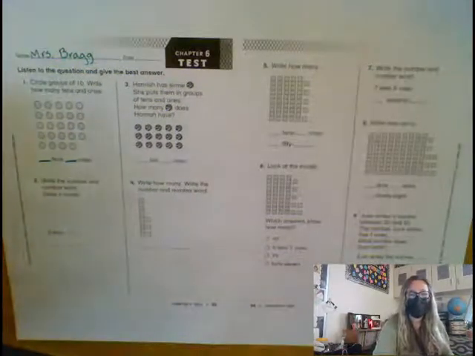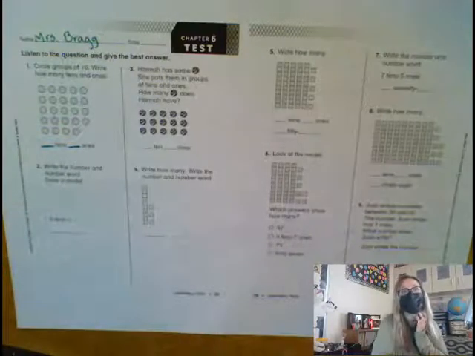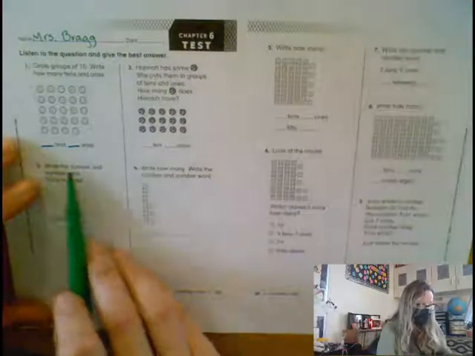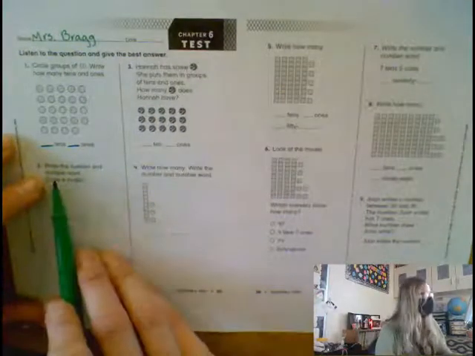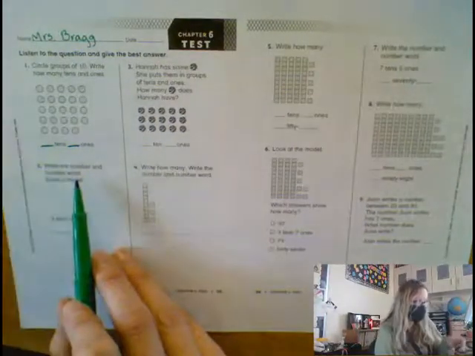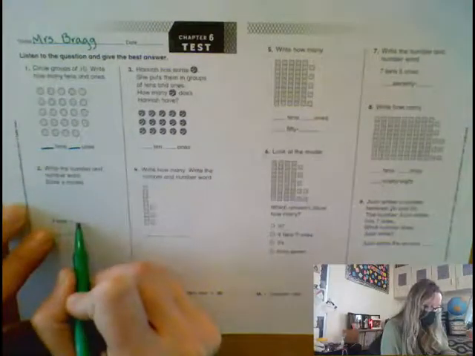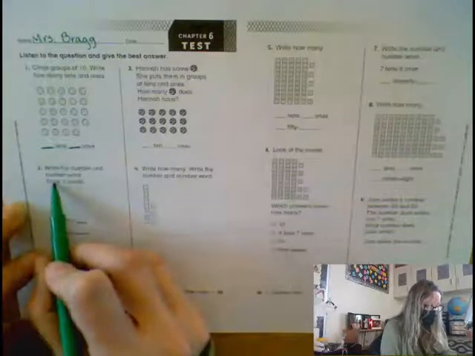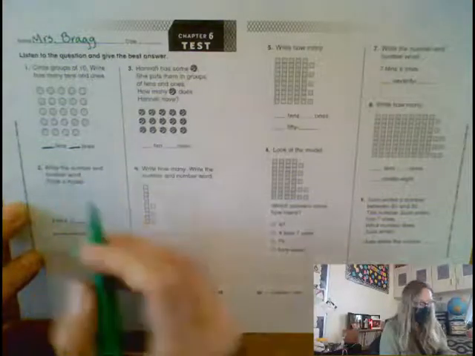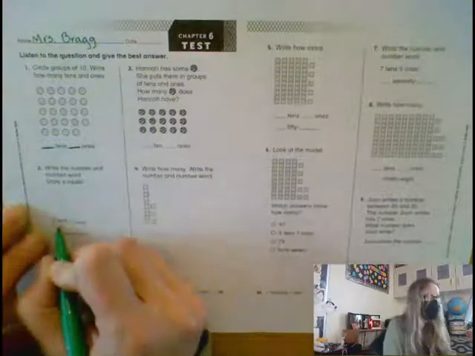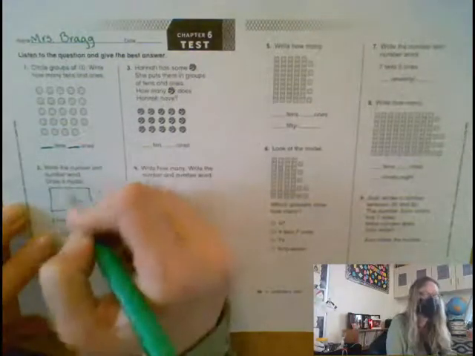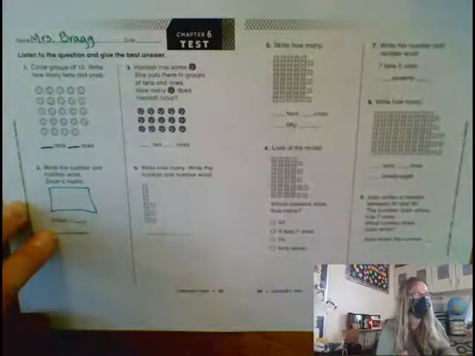All right, friends, moving on to number 2. There's a couple different things you have to do here, so if you pay attention, you'll have no trouble at all. It says write the number and the number word. So that's 2 things you have to do. So right here you're going to write the number, and right here you're going to write the number word. And then it says draw a model. So what it says here is 3 10s. So in this space you're going to draw what would 3 10s look like if you drew your 10 bars.